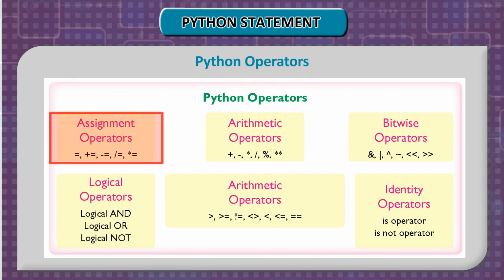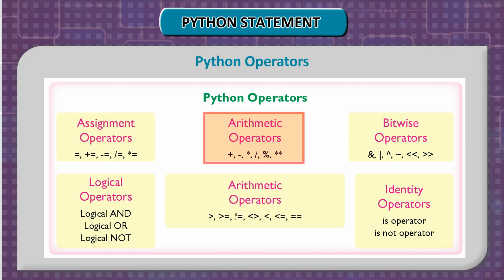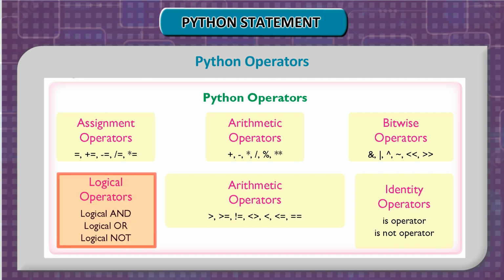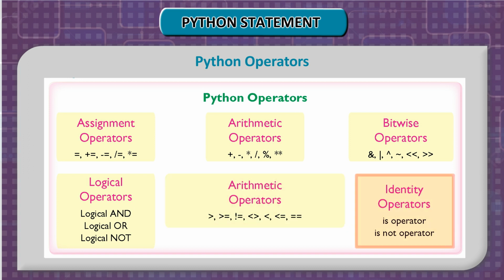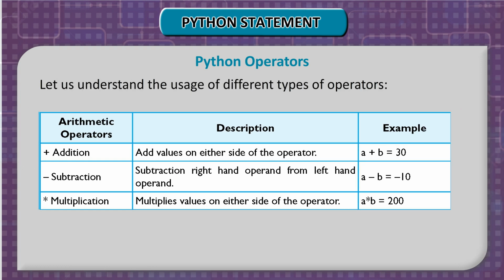Python operators: assignment operators, arithmetic operators, bitwise operators, logical operators (logical and, logical or, logical not), relational operators, and identity operators (is operator, is not operator). Let us understand the usage of different types of operators. Arithmetic operators: description, example. Addition.